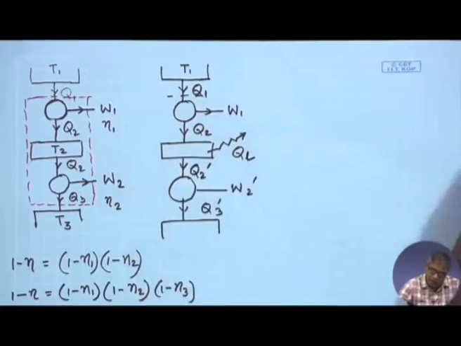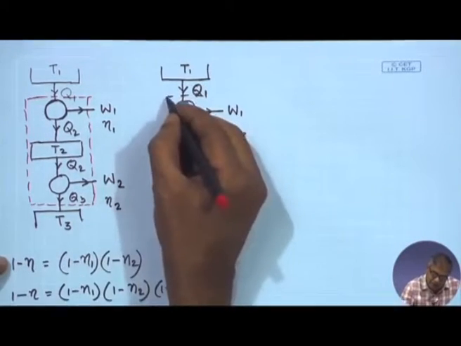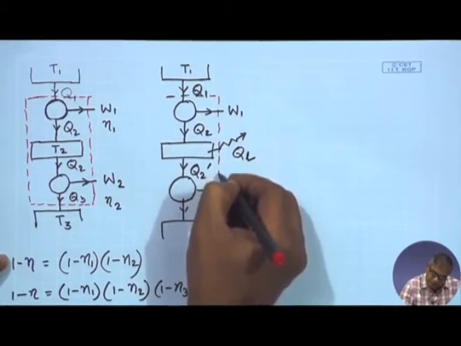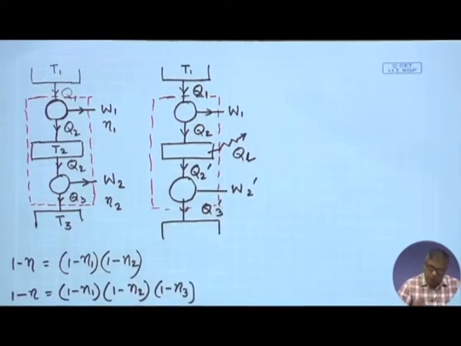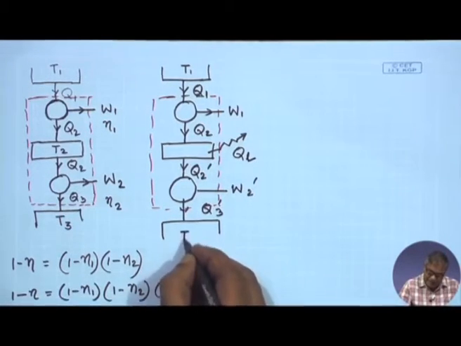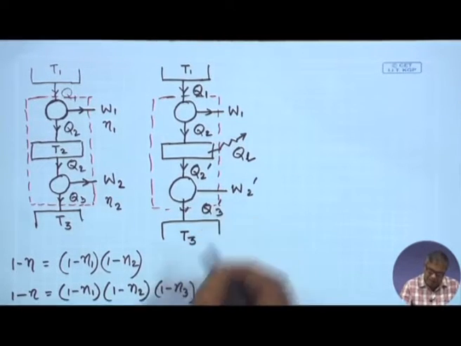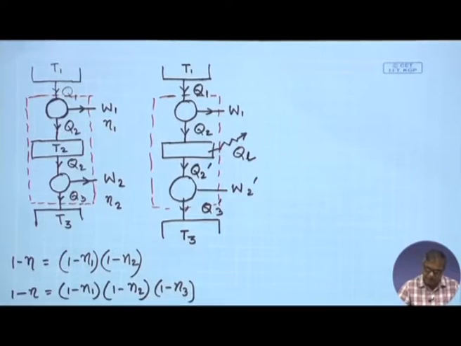So, you see now the combined cycle diagram will be something like this, where the combined cycle is receiving Q1 amount of thermal energy from a source at T1, and it is ultimately rejecting Q3 dash amount of thermal energy to a reservoir at temperature T3, while it is doing W1 plus W2 dash amount of work, which is less than the previous case, and from the cycle there is a heat loss, which is QL.